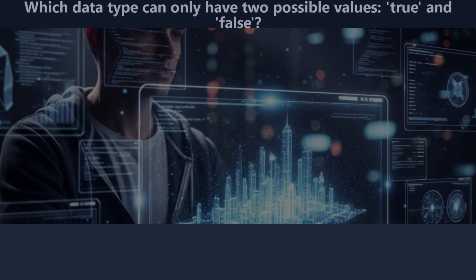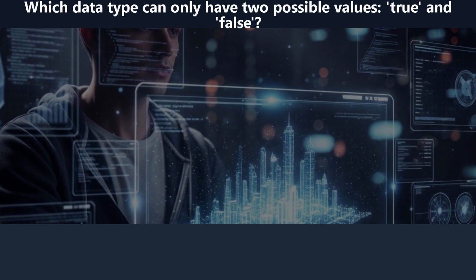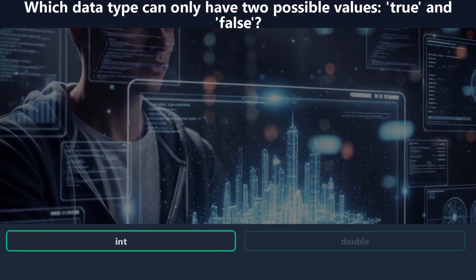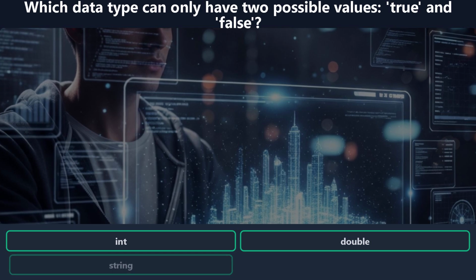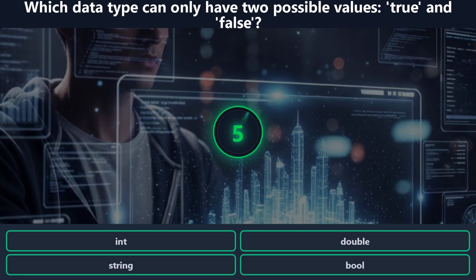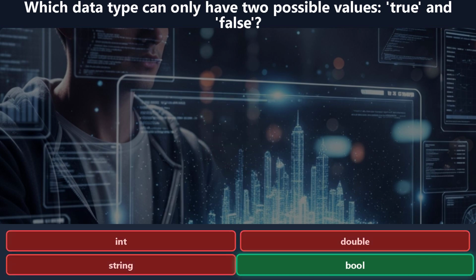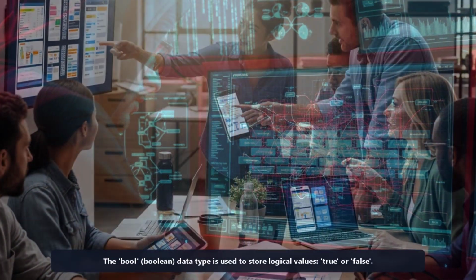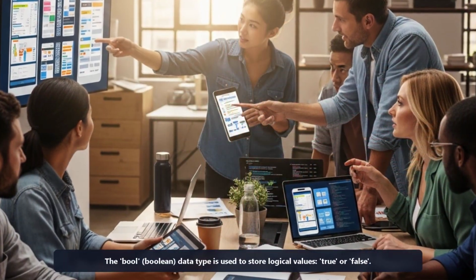Which data type can only have two possible values, true and false? Int. Double. String. Bool. Bool. The bool, Boolean, data type is used to store logical values, true or false.